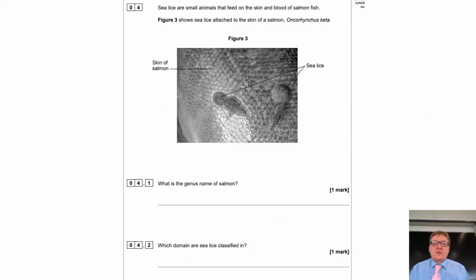Okay, question number 4. Sea lice, sounds yummy, are small animals that feed on the skin and the blood of salmon fish. Nice. Figure 3 shows sea lice attached to the skin of a salmon. Oh my god, they look grim. They look like little tiny octopuses or something. Of a salmon, Oncorhynchus. Okay, what is the genus name of salmon?